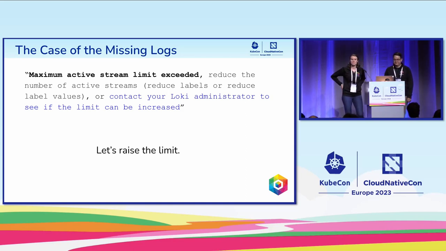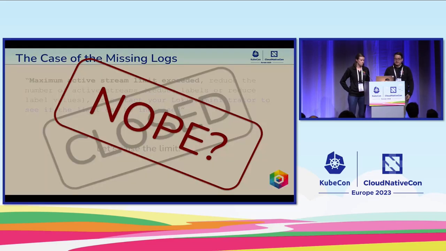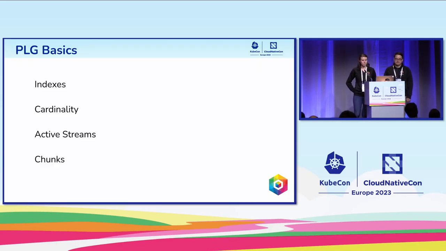Yeah, just kidding. It only took a few days for the problem to start happening again. For us, increasing the limit of active streams masked the real issue and only worked for a short amount of time. At this point, we knew we needed to dig in and find the true root cause.